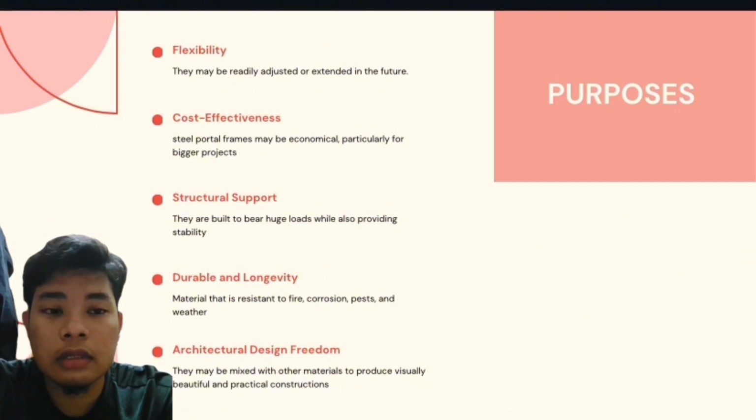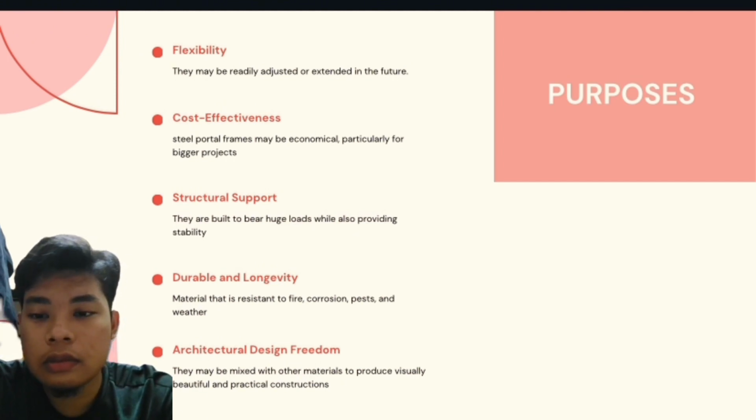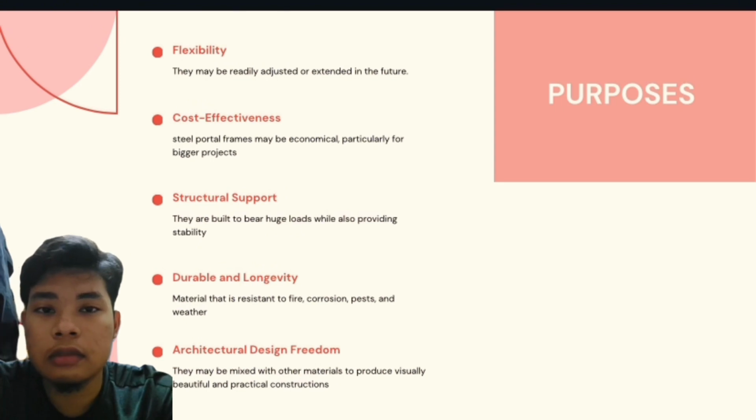The last one is architectural design freedom. They may be mixed with other materials such as glass, concrete, or wood to produce visually beautiful and practical constructions. Architects may realize their ideas while retaining structural integrity and design flexibility. That's it. Thank you.